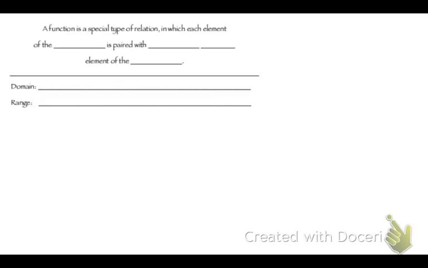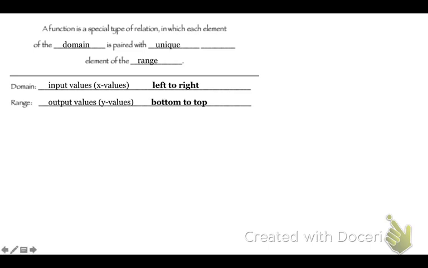Right now, a function is a special type of relation in which the element of the domain is paired with a unique element of the range. The domain is usually your x values. The range is what you get out from those x values when you plug them into your function, so it's our y values. The domain is the input values. That's what we're putting in, and that's what you think of as left to right when you're looking at graphs. Range is your output values, so that's your y values. That's what you're getting out, and that's bottom to top.